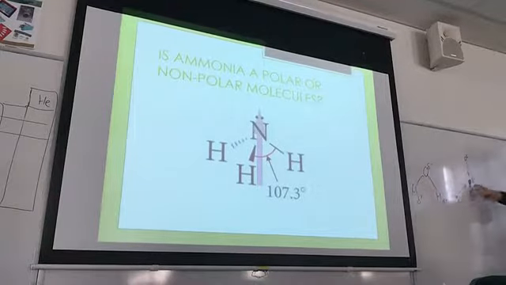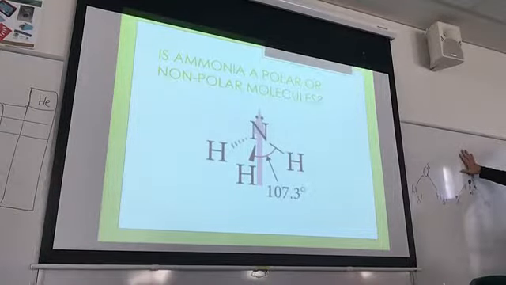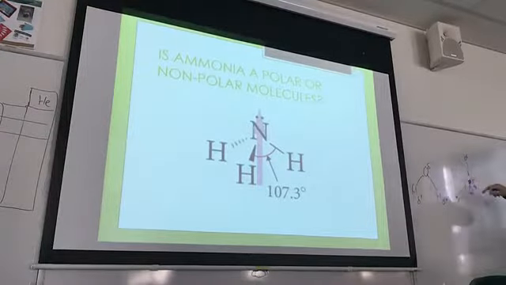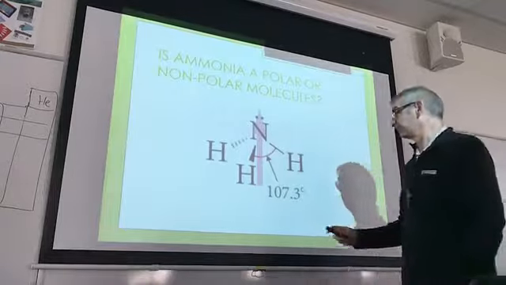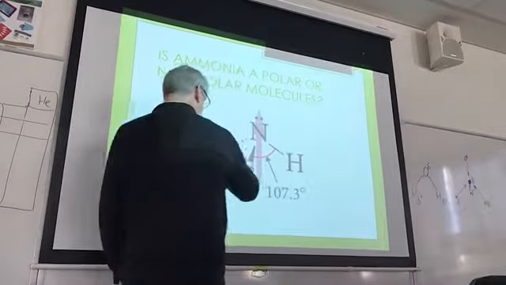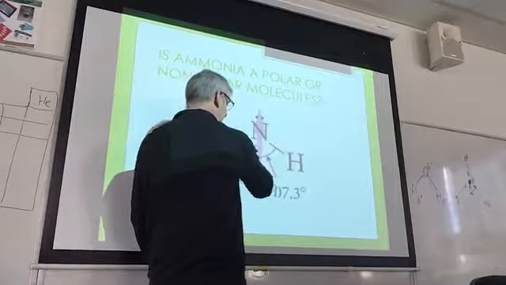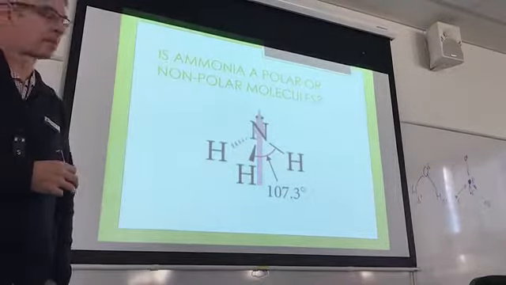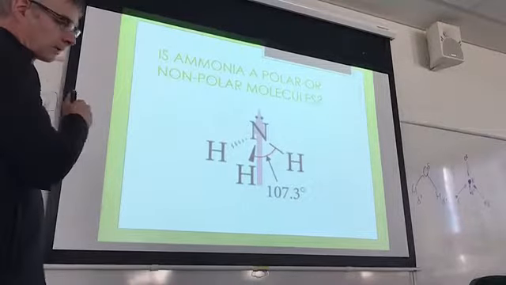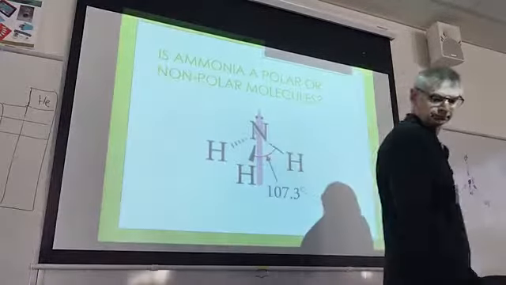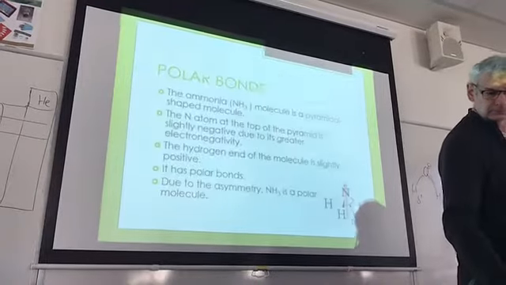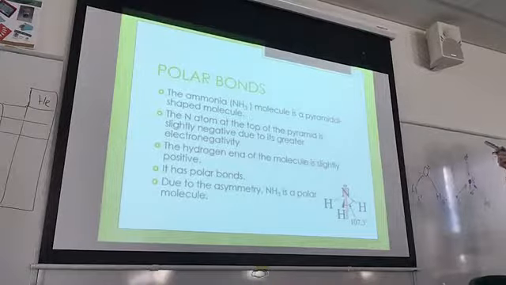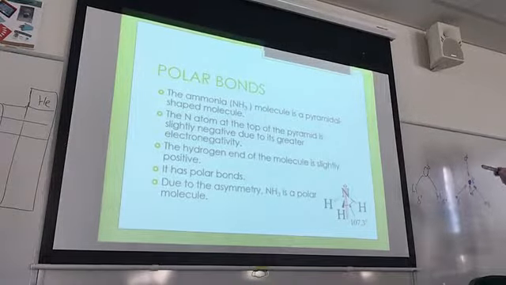so ammonia is this shape, but instead of having that atom there, it's got a pair of unbonded electrons. So in this case, partial negative here, partial positive, partial positive, partial positive. You've got positive on one side, negative on the other side. Clearly it's a polar molecule. So we know that the ammonia is the pyramidal shape. So it's a pyramidal shaped molecule.